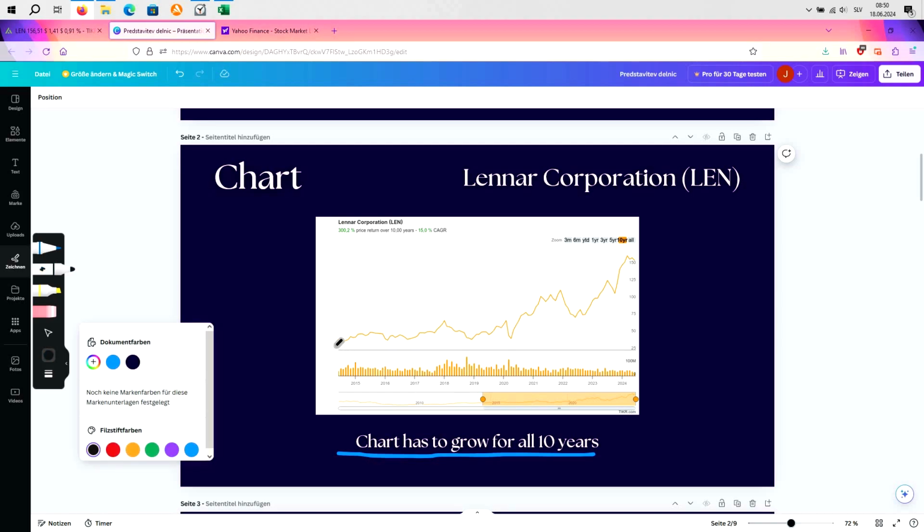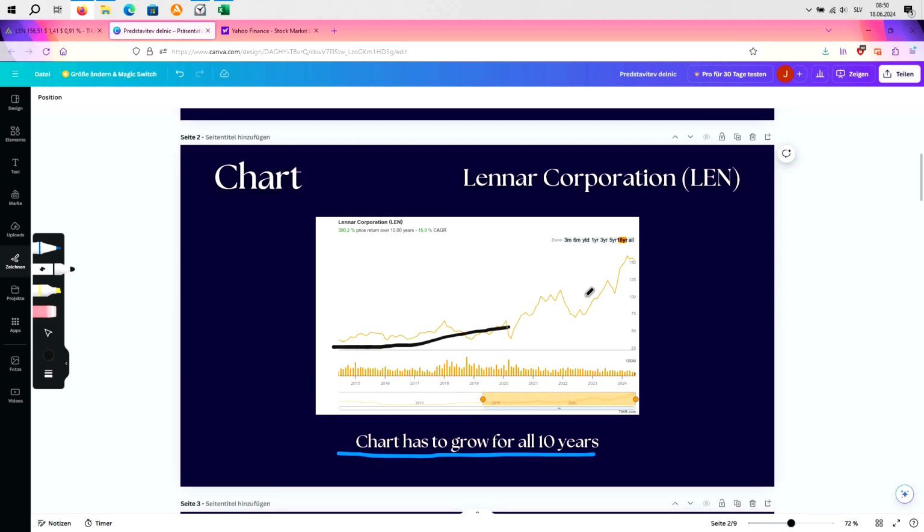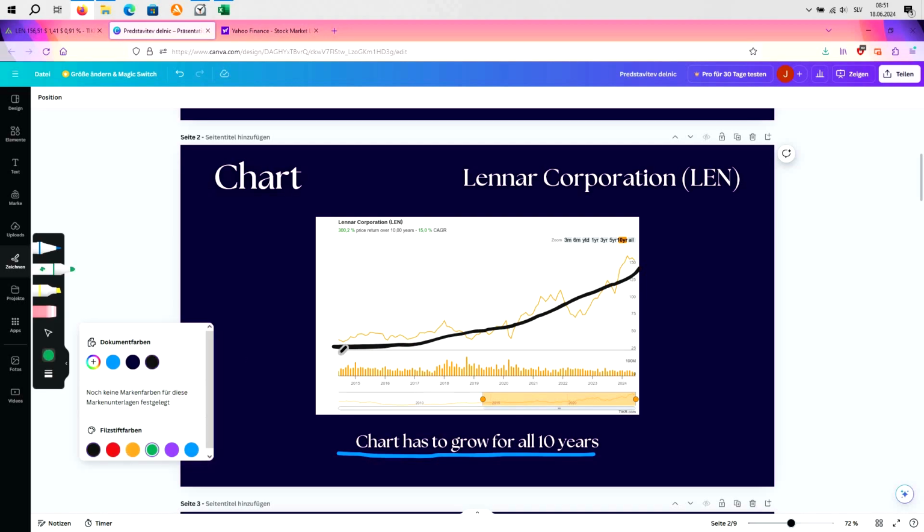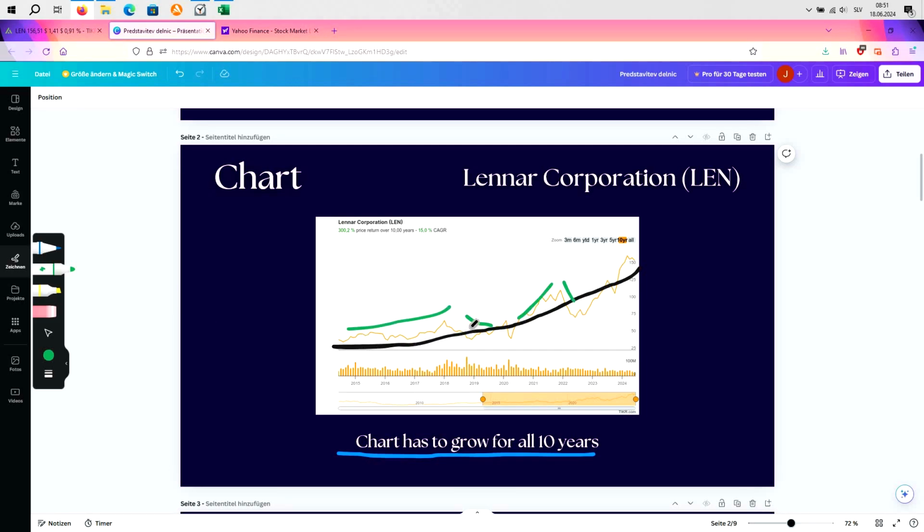That means that we will draw here a little exponential line, kind of like this, as you can see on the screen. And then we will compare the actual chart with that line. So we can see here that the chart is actually following this line. It grows exponentially, of course, with a bit of pluses and minuses, but generally it follows that line. So that's an amazing sign to see, okay?